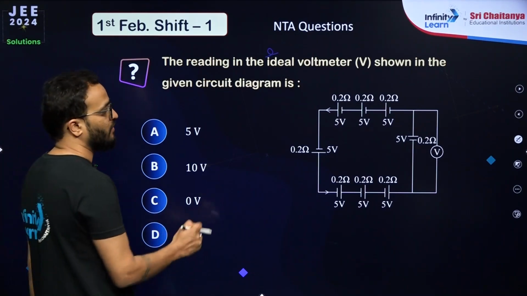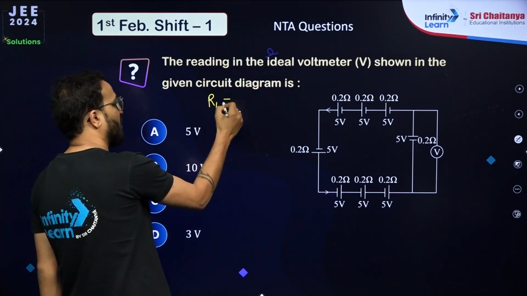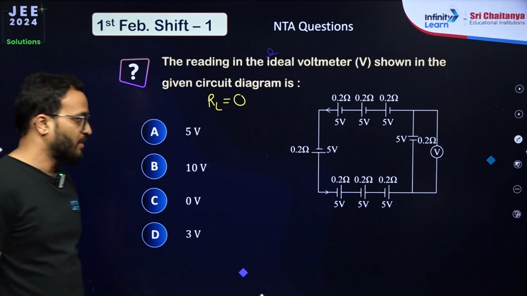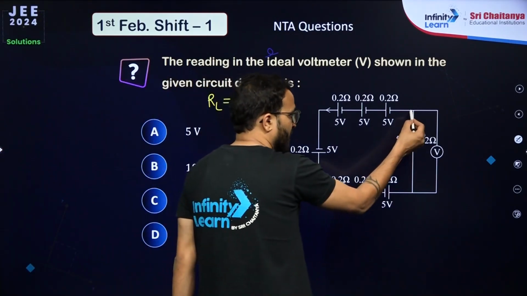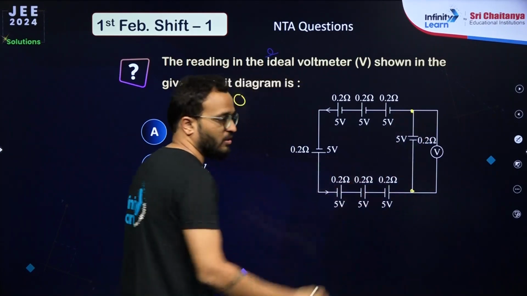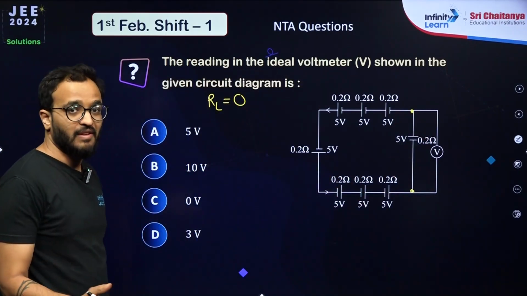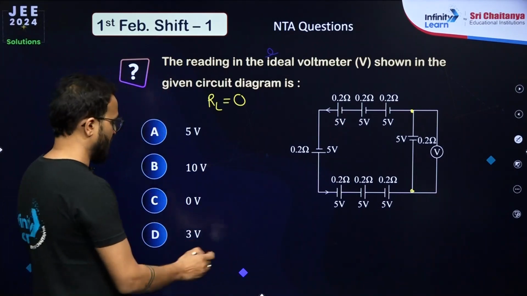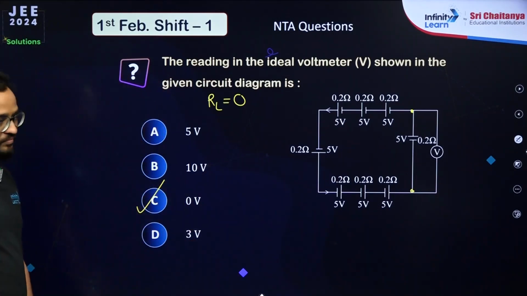So here in this question, if you see, there is no load resistance, it is 0. So if there is no load resistance, what happens? Whatever the terminal voltage across every battery will be 0 only, right? Because there is no load resistance in this case. So the answer will be 0, option C.